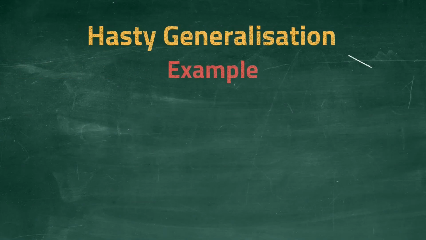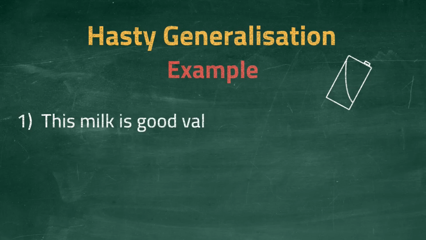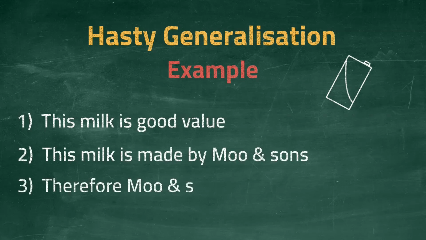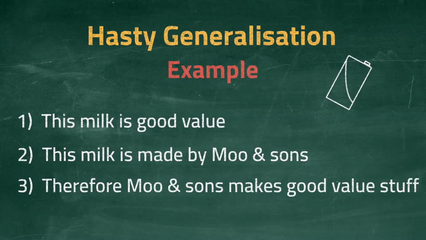The example concerns milk. This bottle of milk is really good value. This bottle of milk is made by Moo & Sons. Therefore, Moo & Sons makes things that are really good value. Again, we assume the first two premises are valid. The bottle of milk is much cheaper than others, and it is clear that this one is made by Moo & Sons. The first two premises are specific.